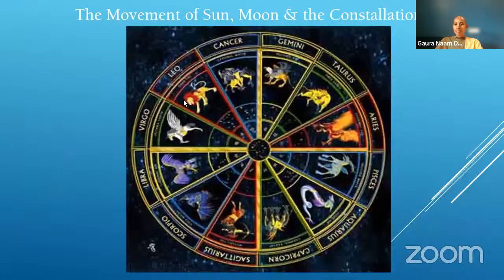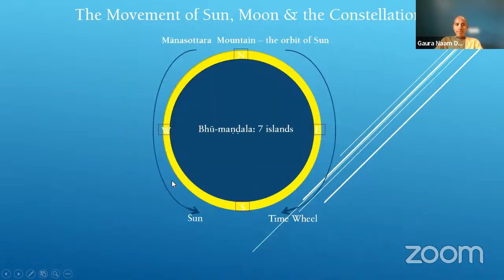So what is being conveyed is that this zodiac or these constellations are moving clockwise like a wheel. The sun is also moving clockwise, but when the zodiac completes one round, the sun in one day lags behind by 3 degrees. So this is like the time wheel, rotating on the Manasottara mountain. But the sun, since its speed is a little less, is slowly moving backwards with respect to the time wheel.